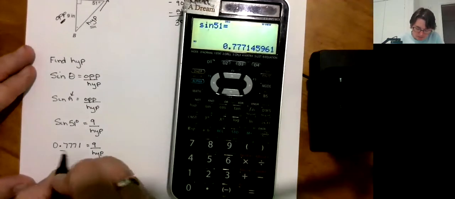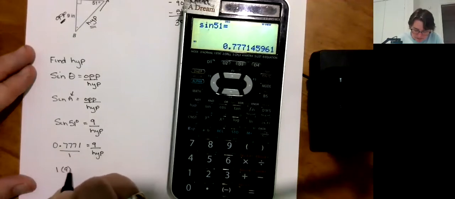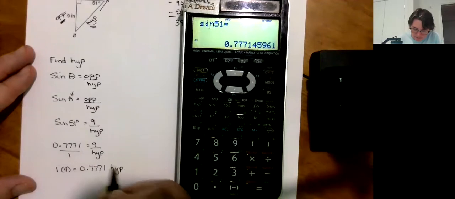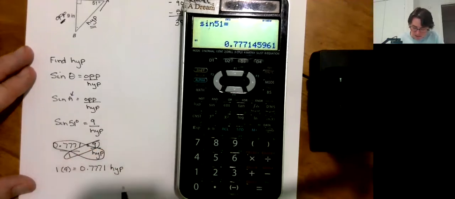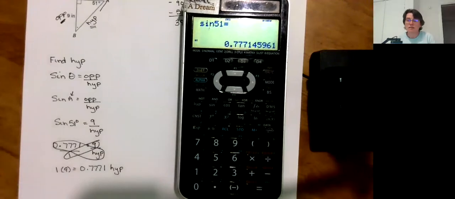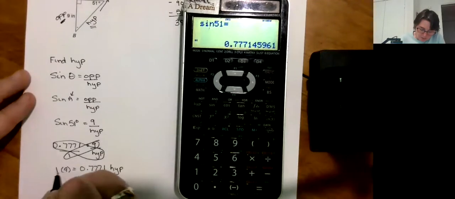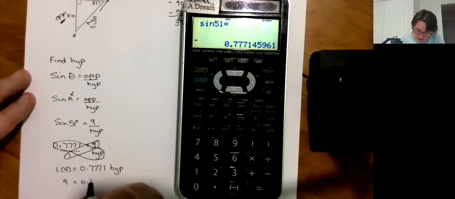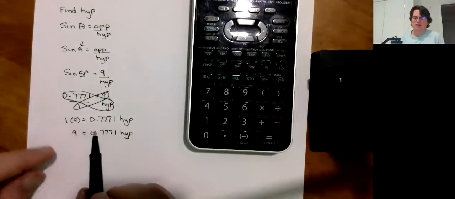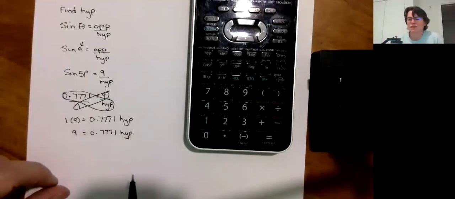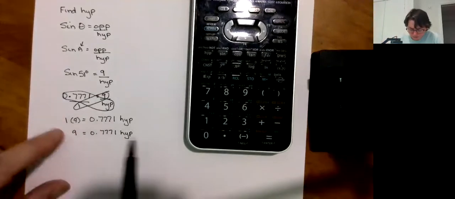All right, now we're going to cross multiply. So 1 times 9 is equal to 0.7771 hypotenuse. So it went this way, and then it went this way. And if you have those flipped left, right, good for you. It doesn't make any difference. So 1 times 9 is 9, equal to 0.7771 hypotenuse. The whole point of cross multiplying is to get rid of that fraction. Please don't start trying to solve it all in one step. Don't, just don't. Write it out, multiply it through.